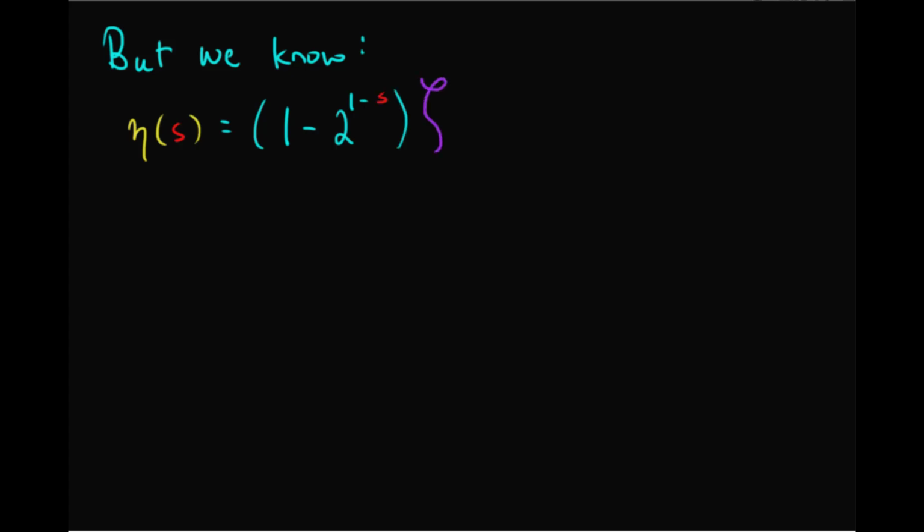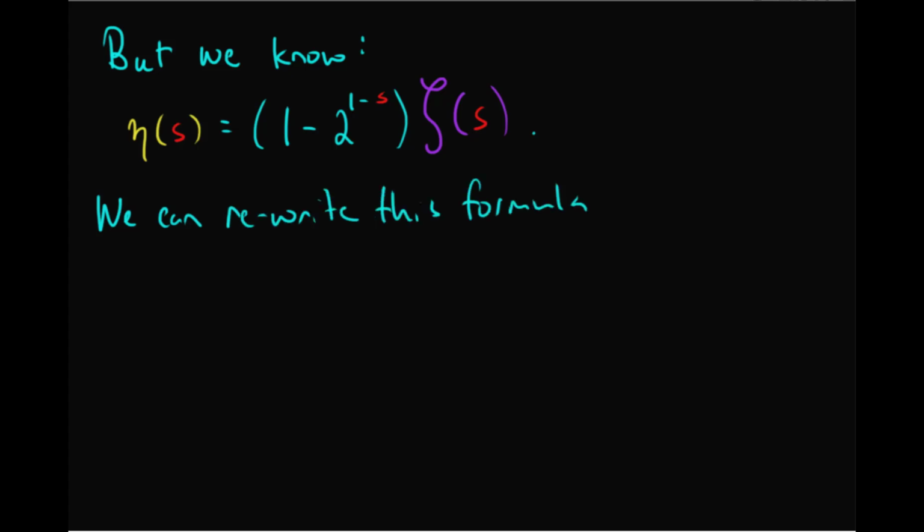And now here comes the analytic continuation of the zeta function. Because we already know that eta of s equals the quantity 1 minus 2 to the 1 minus s times zeta of s, we can rearrange this formula to write zeta of s equals eta of s over 1 minus 2 to the 1 minus s.